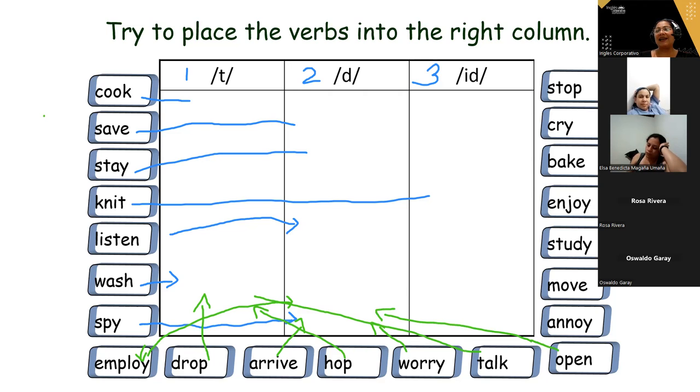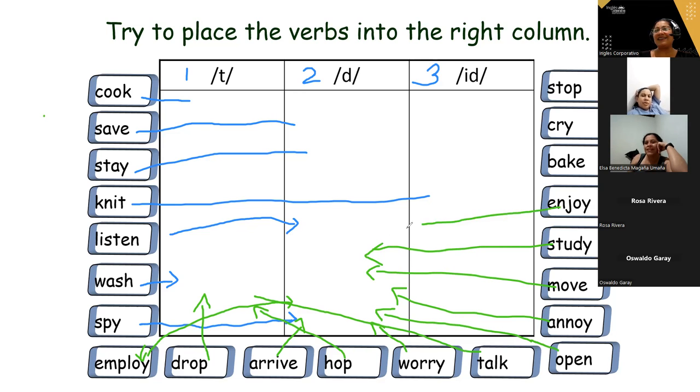Annoy. Number two. Move. Number two. Study. Two. Enjoy. Two. Bake. One. Cry. Number two. Stopped. Number one. Okay.